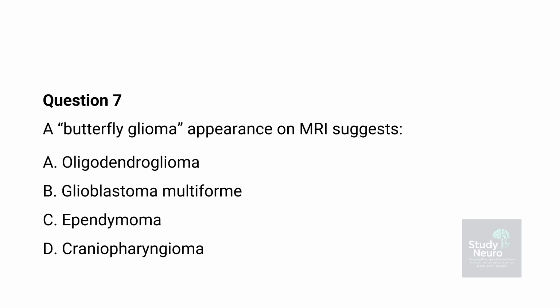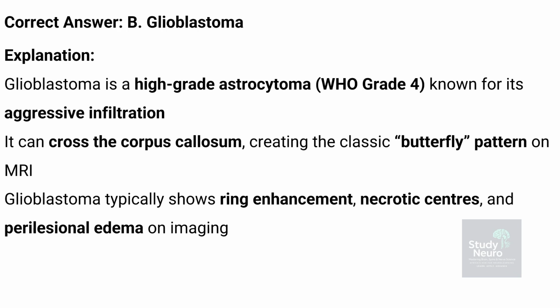Question 7. A butterfly glioma appearance on MRI suggests A. Oligodendroglioma, B. Glioblastoma multiforme, C. Ependymoma, D. Craniopharyngioma. The correct answer is glioblastoma multiforme.